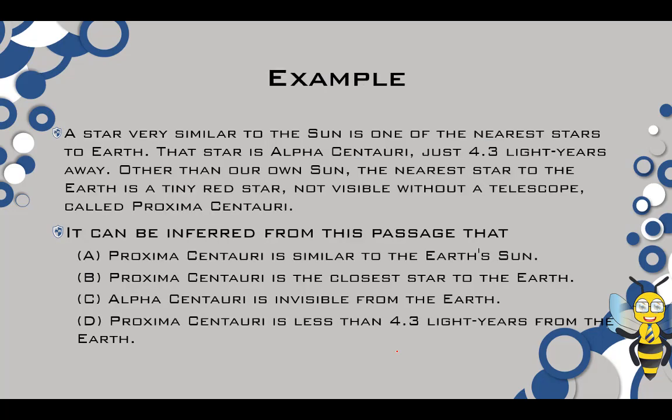For example, here we have a reading. A star very similar to the sun is one of the nearest stars to Earth. That star is Alpha Centauri, just 4.3 light years away. Other than our own sun, the nearest star to the Earth is a tiny red star, not visible without a telescope, called Proxima Centauri. The question is, it can be inferred from this passage that... Here we have the options. Which one do you think is the right answer? Okay, let me read. Sure.